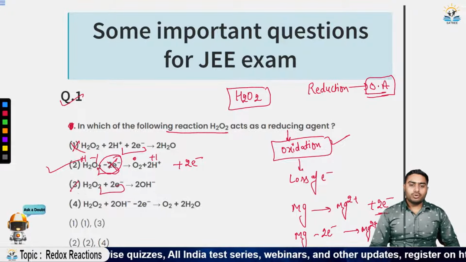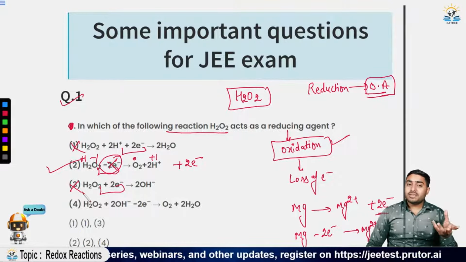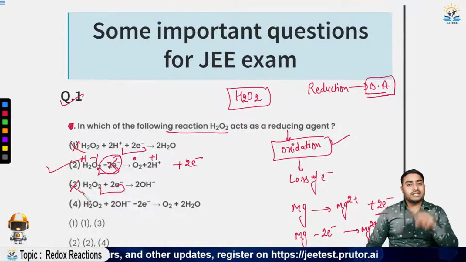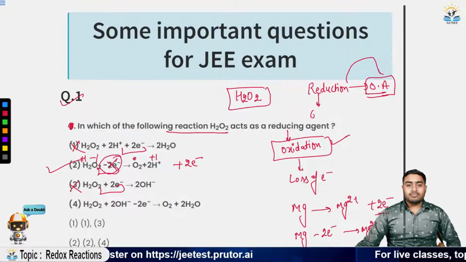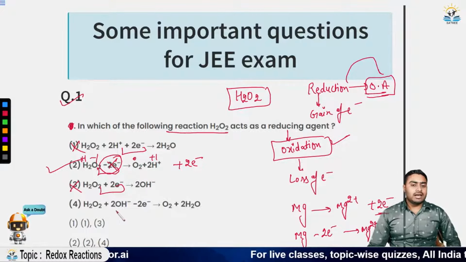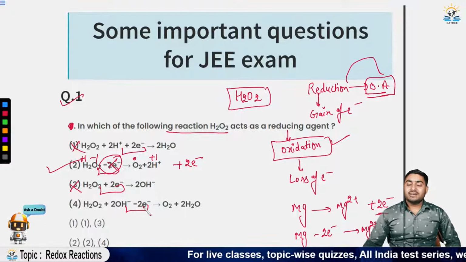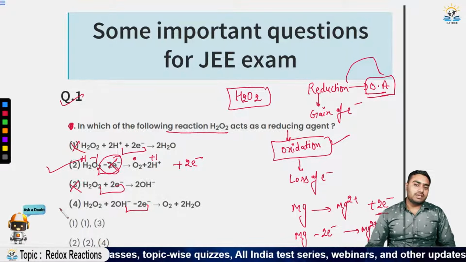H2O2 plus 2 electrons, no, again plus. Addition of electrons means gain of electrons, and gain of electrons, you know very well, means reduction, and reduction means oxidizing agents. Listen to me very carefully. Okay, the last one: again you can see here removal of electrons, removal of 2 electrons, so definitely it will be the answer.